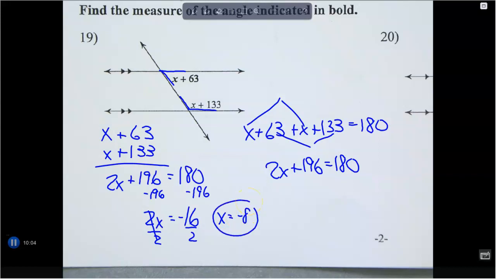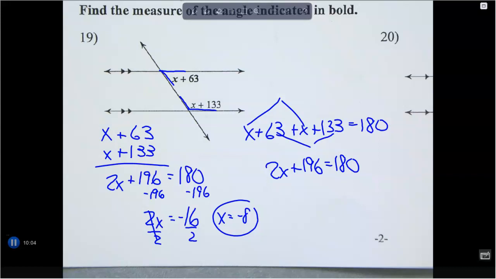I shouldn't have circled it, actually. That's not my answer. It's very tempting to think that's your answer because that's where we stopped yesterday, on the warm-up. But they're saying find the measure of the angle in bold. Can you tell that angle's a little darker? It's bold compared to that one. It's not great, but I think you can tell.